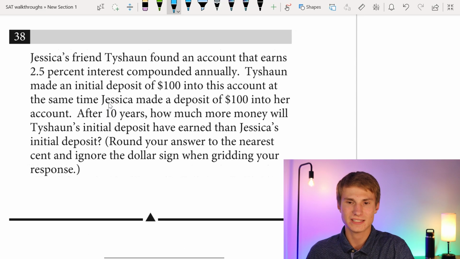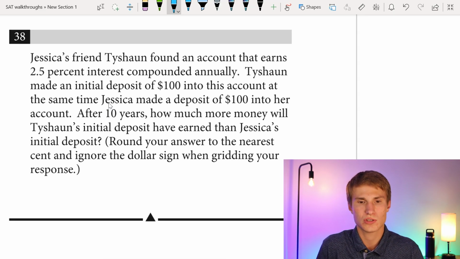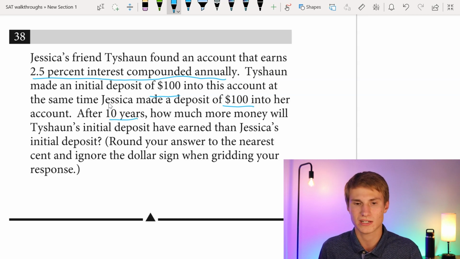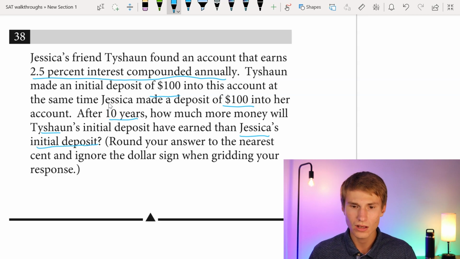Okay, Jessica's friend Tyshawn found an account that earns 2.5% interest compounded annually. Tyshawn made an initial deposit of $100 into this account. At the same time, Jessica made a deposit of $100 into her account. After 10 years, how much more money will Tyshawn's initial deposit have earned than Jessica's initial deposit? Round your answer to the nearest cent and ignore the dollar sign when grading your answer.